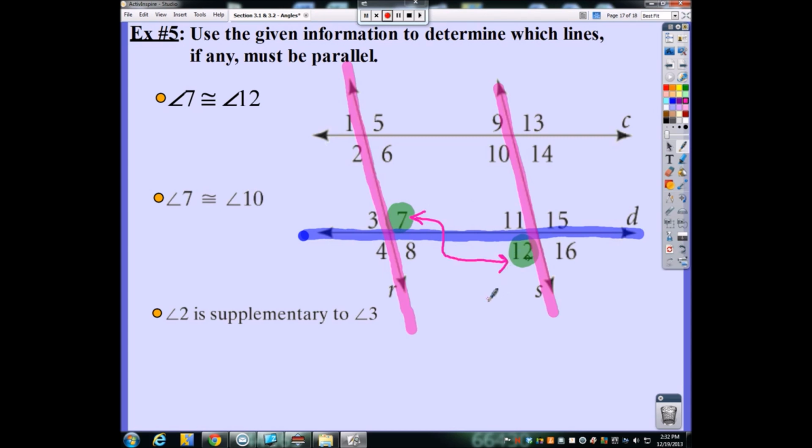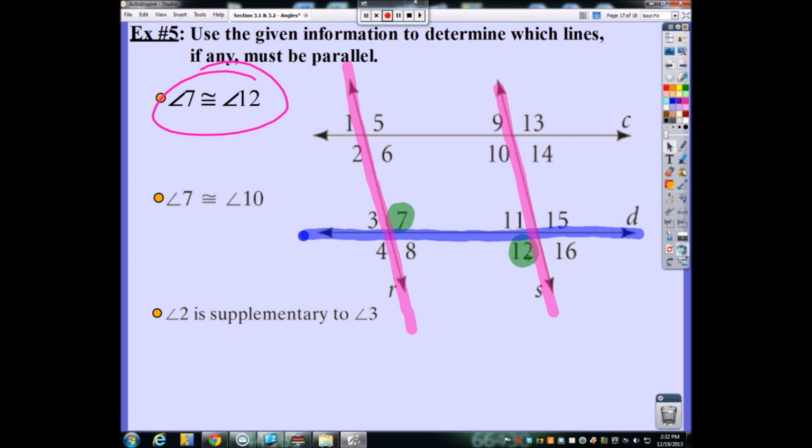They're alternate interior angles. And what are we saying is true about these alternate interior angles? Well, we're saying they're congruent. So if alternate interior angles are congruent, is that enough information to conclude that we do in fact have parallel lines? And yes, that is true.